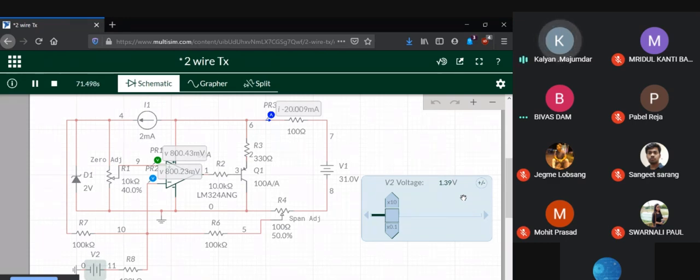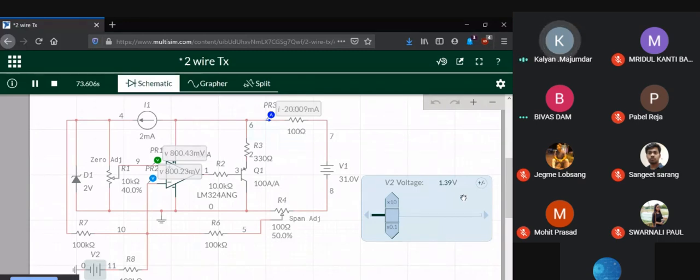So the measurement range has become 0.59 volts to 1.39 volts. Earlier the measurement range was 0 to 800 millivolts. Now 0.59 gives you 4 milliamperes, 1.39 gives you 20 milliamperes. So what is the span? 1.39 minus 0.59 is again 800 millivolts.